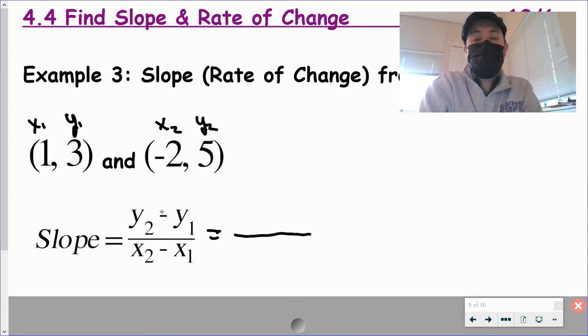The formula has a minus in it. Okay, does that go in the numerator or in the denominator? The denominator. Okay. So for my denominator, I agree with you. It would be -2, -1. Somebody help me with my numerator.